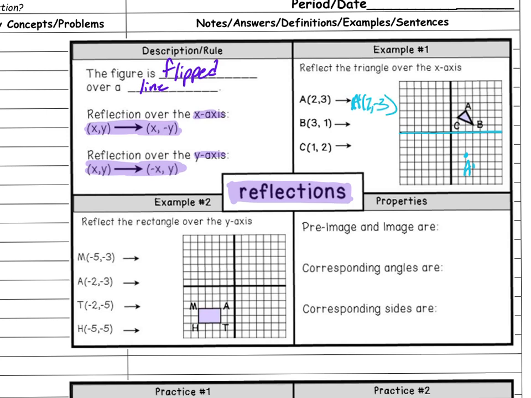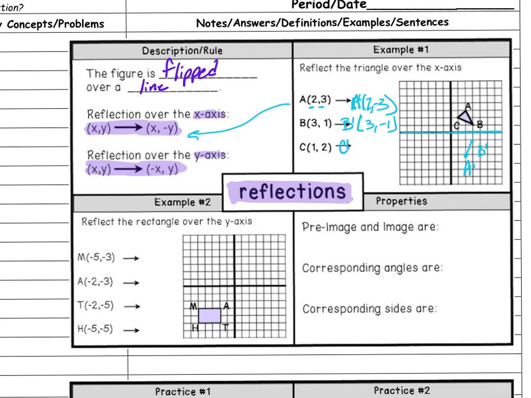And if we look at the rule, reflect over the x-axis, here's my rule. X stays the same and y becomes negative. So my x stayed the same and the y became negative. Okay, so B prime, it's 1 away, and so it'll be 1 on the bottom side. So there's B prime. And B prime is, let's see, (3, -1).